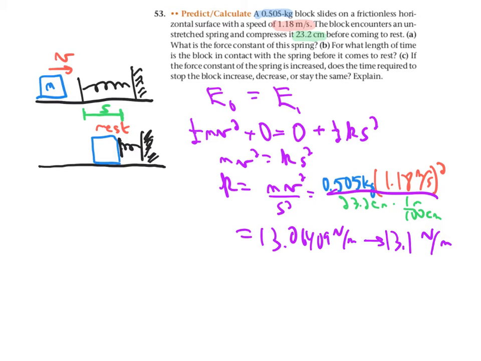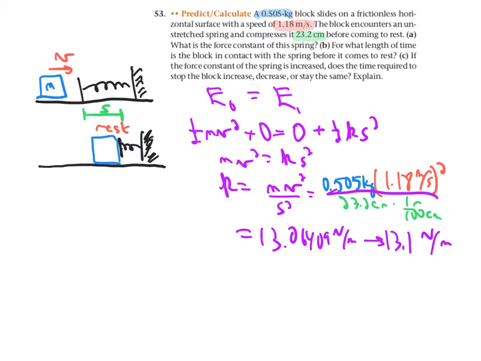Part B says, for what length of time is the block in contact with the spring before it comes to rest? There's a temptation to maybe use kinematic equations, like v squared equals 2a delta x, or x equals 1/2 at squared, but the acceleration is not constant. The force keeps changing as the spring changes its length. So we're going to have to be a little cleverer.